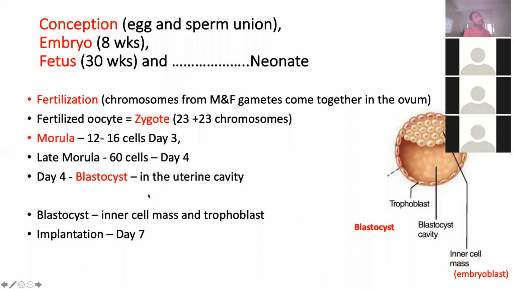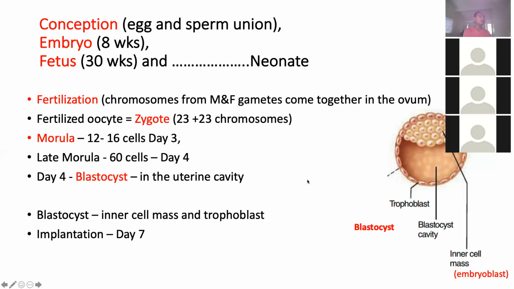So at day 4 it becomes the blastocyst stage, which is half fluid, half cell. From day 4 to day 7, it will be wandering around the uterine cavity, trying to decide what to do. If that little blastocyst comes out through the vagina, that will be abortion. If that little blastocyst sticks to the uterine endometrial wall and invaginates into the endometrium, then that's going to be implantation.